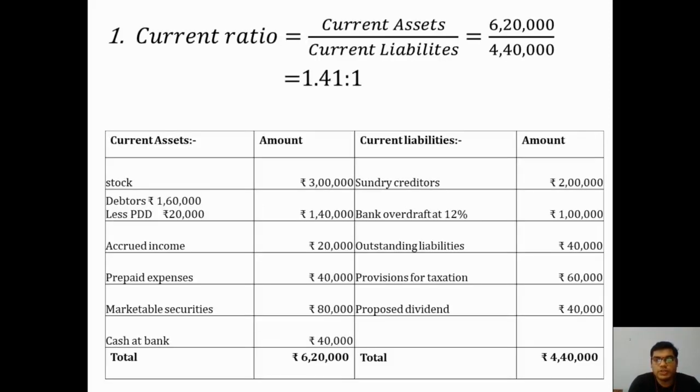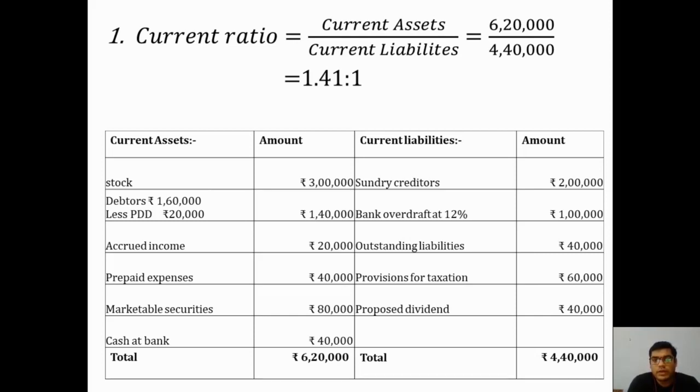What is the current ratio? The formula for current ratio is current assets divided by current liabilities. The table below is a working note prepared for this current ratio. All the current assets we have taken on one side, and all the current liabilities on another side, and we have taken the total. In this problem, it has not been specifically provided as current assets, but a list of current assets is given. Altogether, the total of current assets comes to rupees 6,20,000, and the value of current liabilities is 4,40,000.